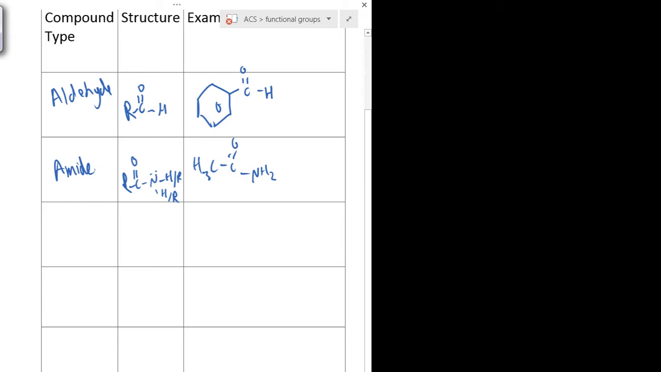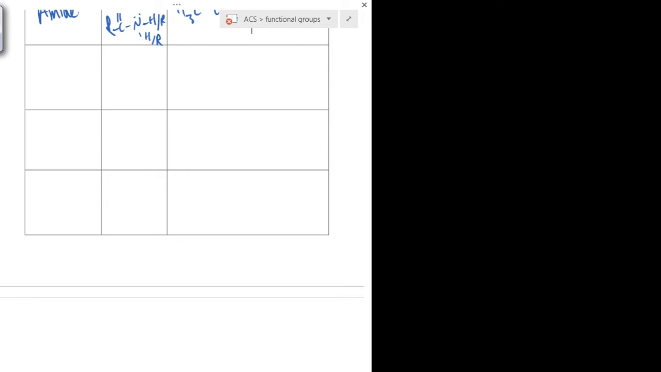The next group I'm going to be discussing is a carboxylic acid. A carboxylic acid is an R group attached, single bonded to a carbon. That carbon is double bonded to an oxygen and single bonded to a hydroxyl group. And an example is 2-ethyl-4,4-dimethyl pentanoic acid.